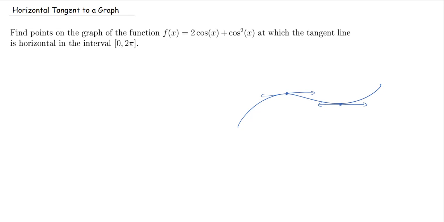But the slope of the tangent line is precisely the derivative. So we're looking for where f prime of x equals 0 for x in this interval 0 to 2 pi. So these are the important pieces we've been given. Okay, fine. So we need to compute the derivative.